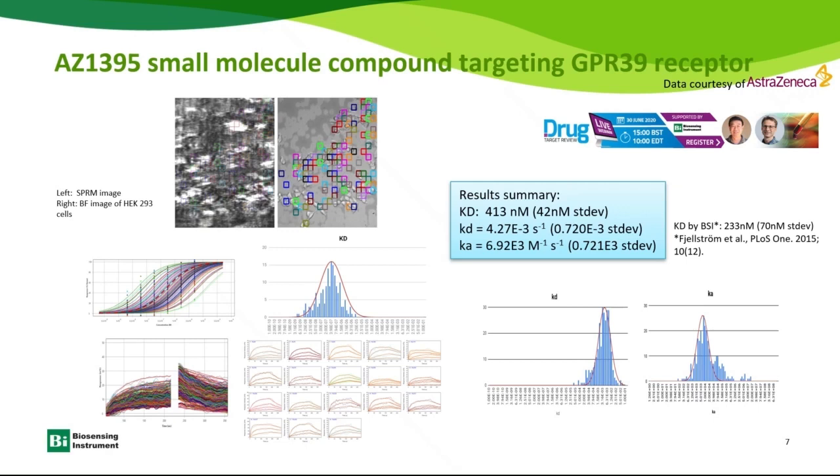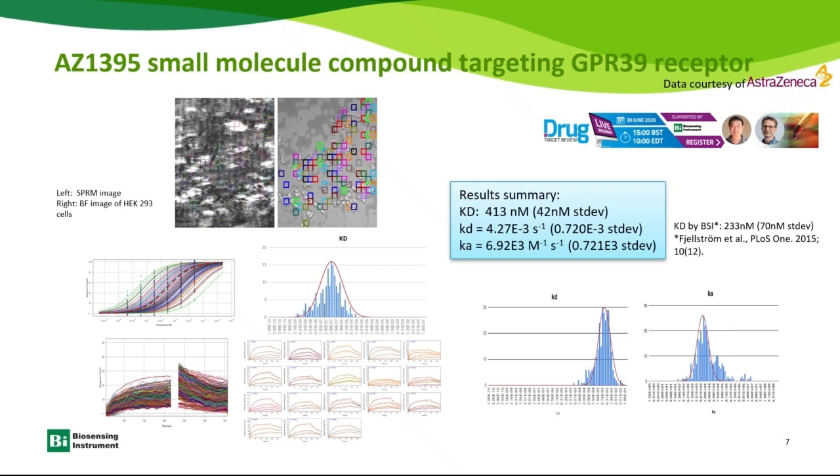The result is shown here on the left. This is an SPR image, and on the right is the corresponding optical image. In the optical image, you can see more clearly where all the HEK cells are located on the chip surface.